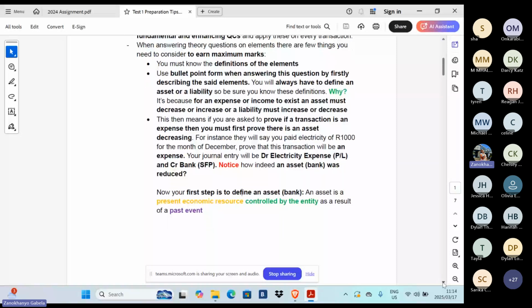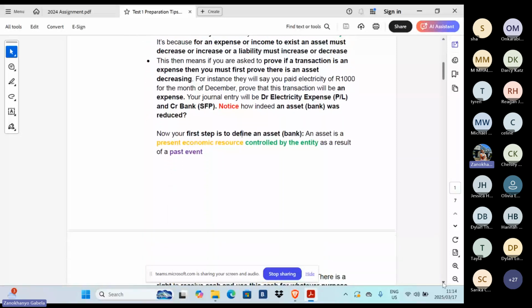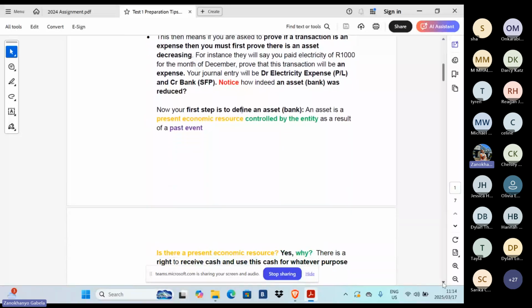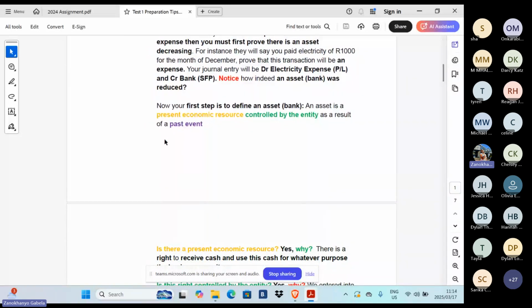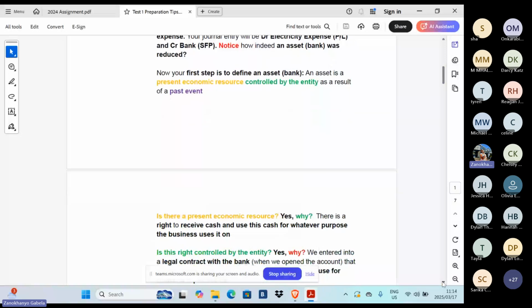Now, the first step is to define an asset, basically. So what is an asset? An asset is a present economic resource controlled by the entity as a result of a past event. Right. So do you see how you haven't yet tried to define what an expense is, but by virtue of the definition of an expense, you will have to define an asset first, or a liability, depending on the situation. So in this case, we're defining an asset, bank, because it's the one that's going to be reduced by this expense.